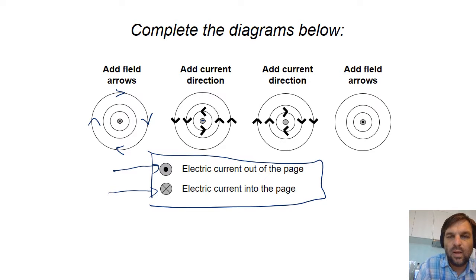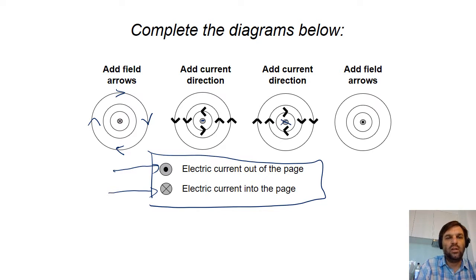Okay, and then we're going to add the current direction for this one, so it's going, again, the right hand rule, it's now going a bit of jiggery-pokery. It's going into the page this time because the electromagnetic field is going clockwise, so that should be into the field. So it's going to be a cross.